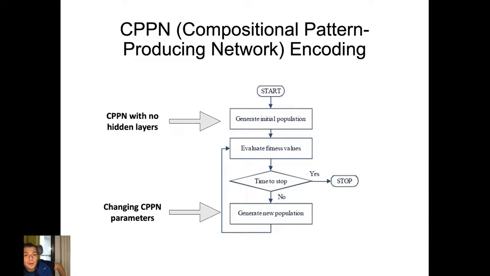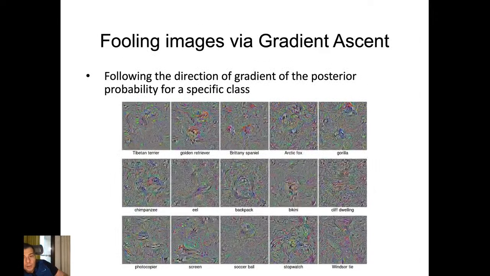The algorithm is basically the same, only that here when they generate the images, they apply this network, and then when they generate the new population, they actually change the parameters that they use as input to the CPPN in order to generate a new population.